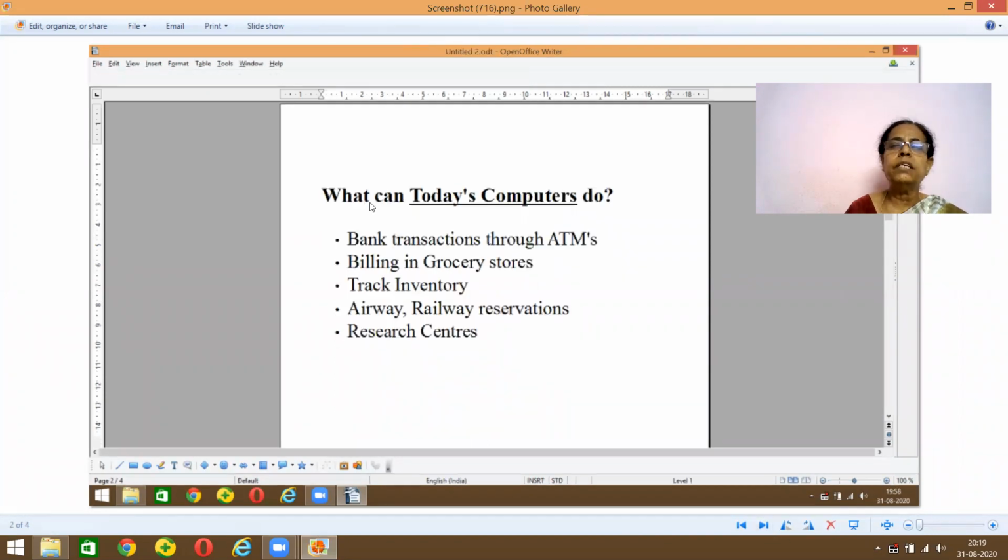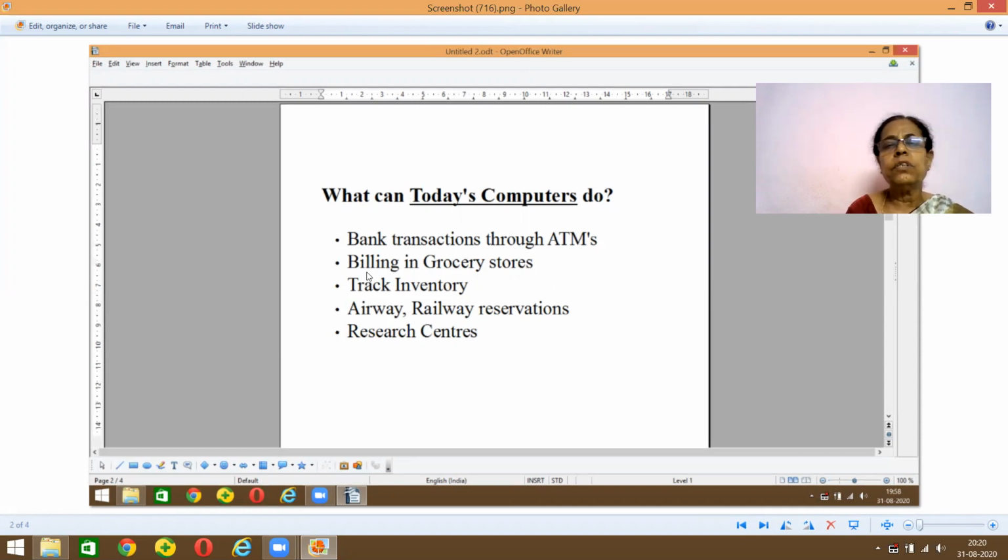So what can today's computer do? Today's computer can conduct bank transactions. They're doing it through ATMs. I think you know how you are removing your money. You don't have to go to the bank, put in a check, and then draw. Today's computers help you in bank transactions, that is ATM. They are basically using artificial intelligence to conduct these types of things.